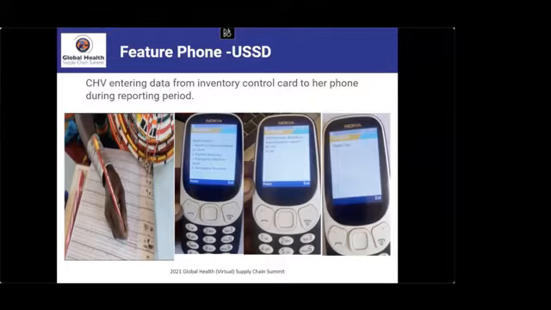And we'll also note that the community health assistant can delegate and report on behalf of the CHV who has no phone. And once they submit the report, they get a thank you note sent to them to enable them know that the report has been submitted successfully, as you can see.